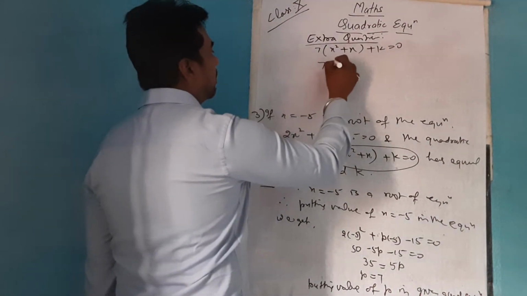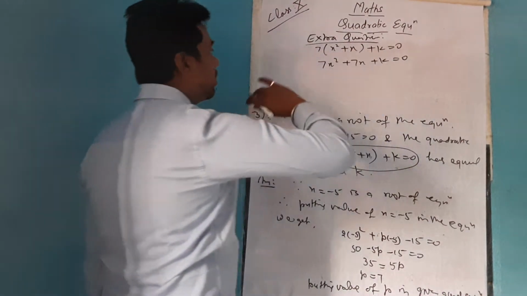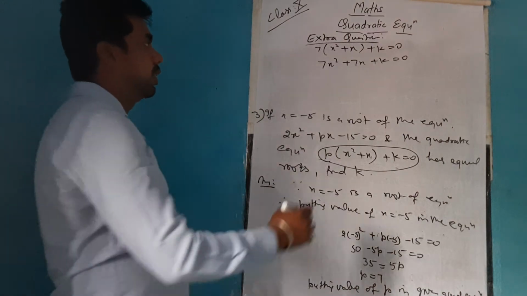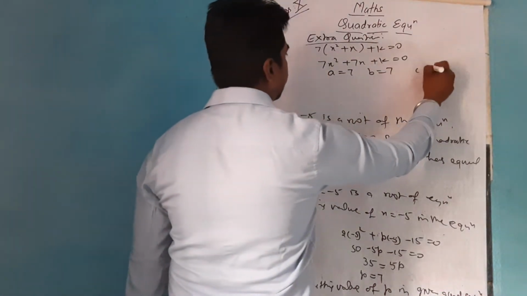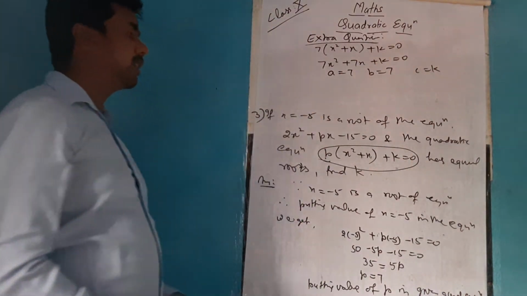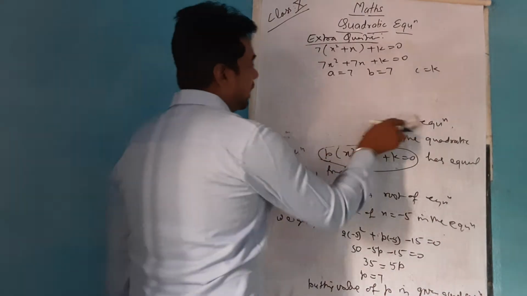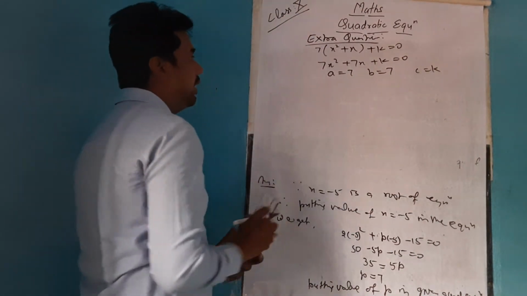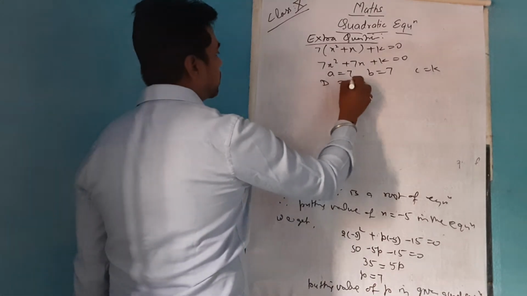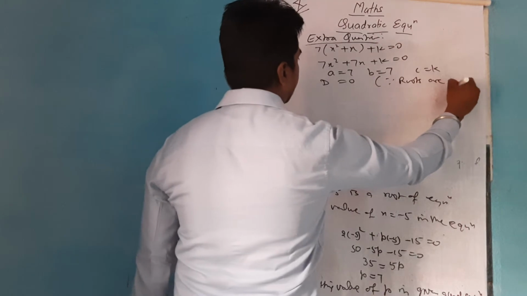So first we'll make a quadratic, 7x square plus 7x plus k equals to 0. As this is a quadratic, we'll get the value of a as 7, b as 7 and c as k. And it says that the roots of the quadratic equation are equal. So we'll apply the discriminant D equals to 0 to get the value of k. So D is equal to 0 since roots are equal.